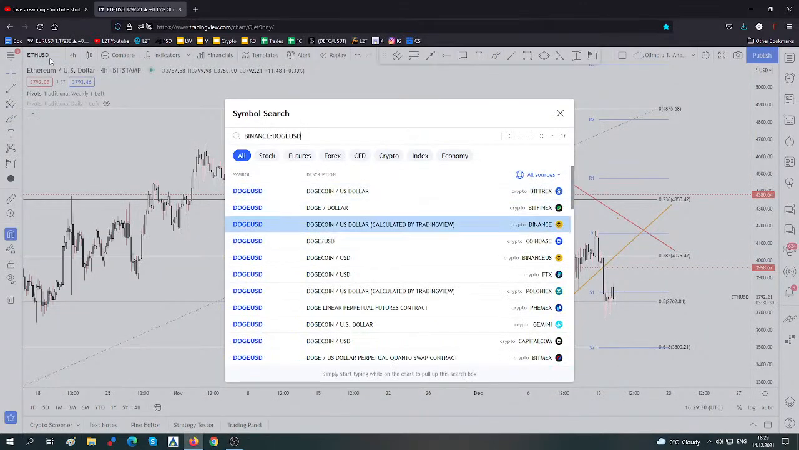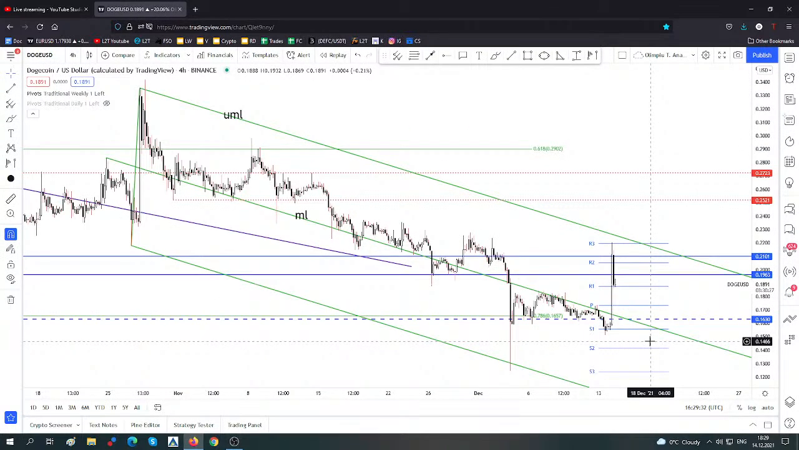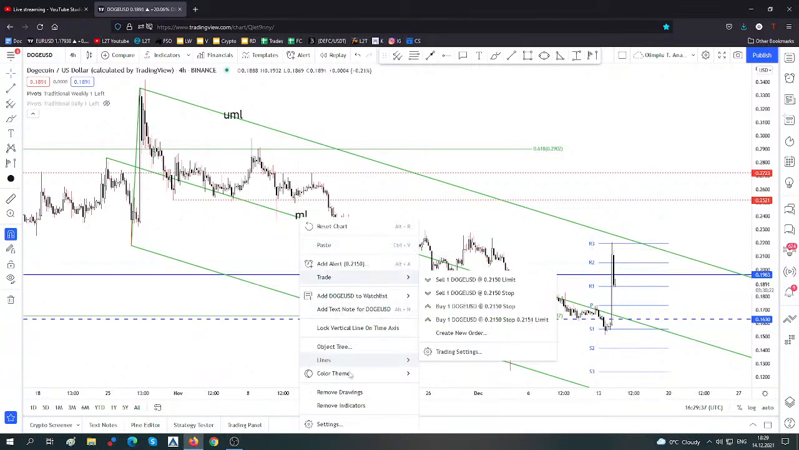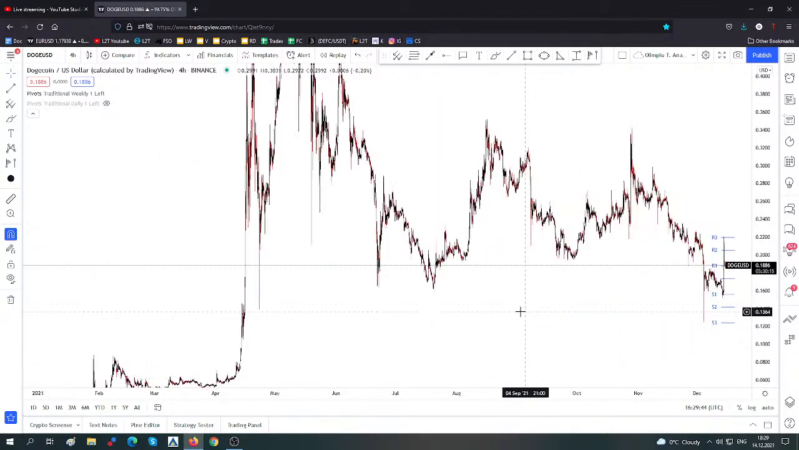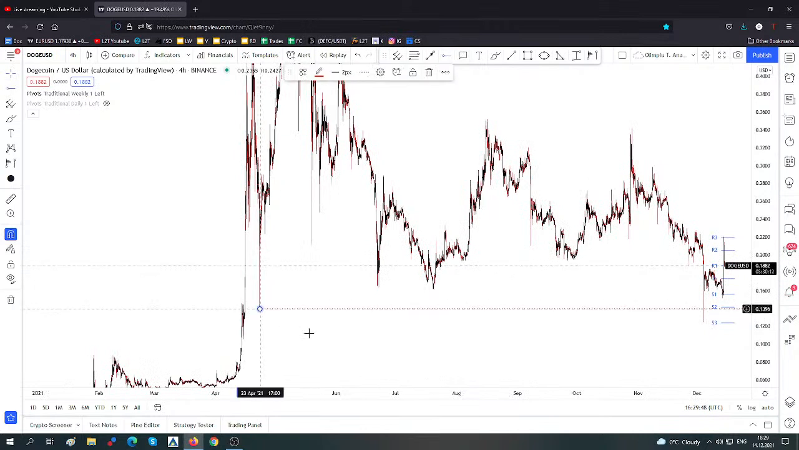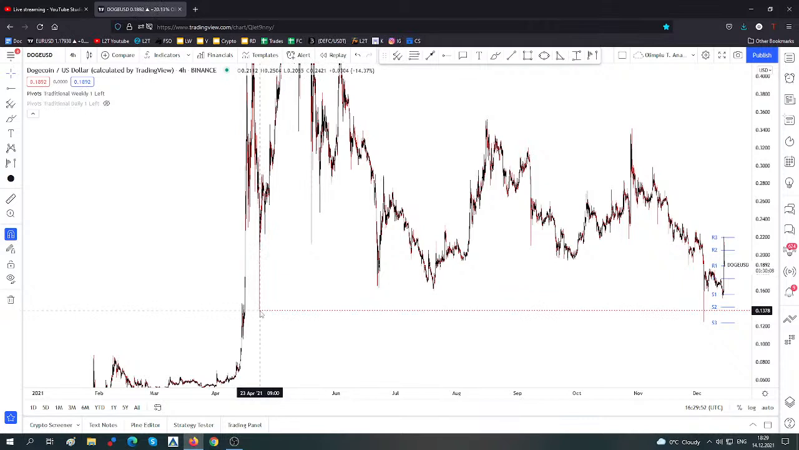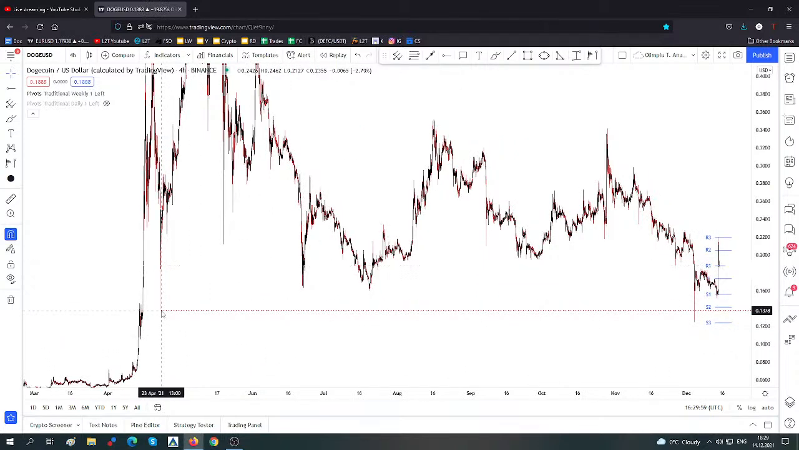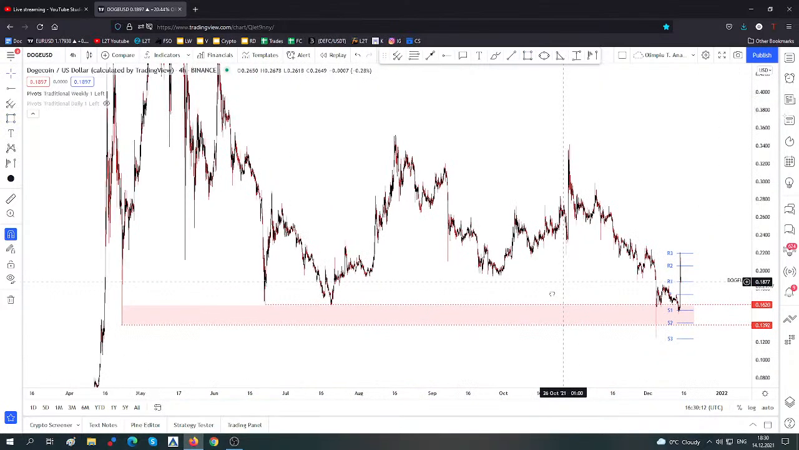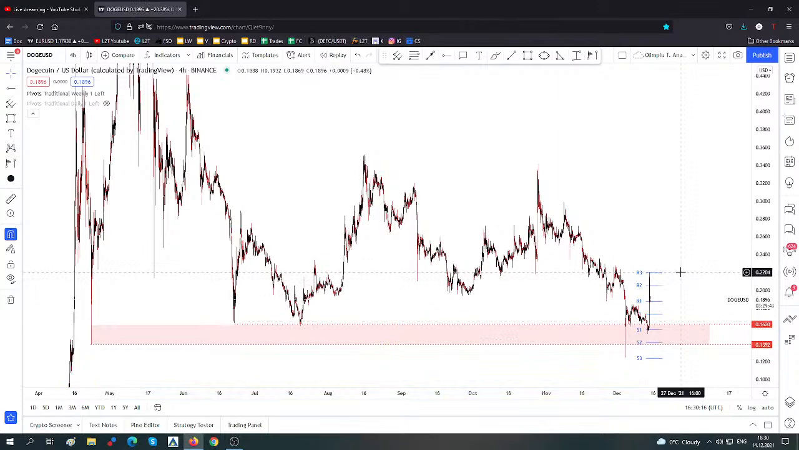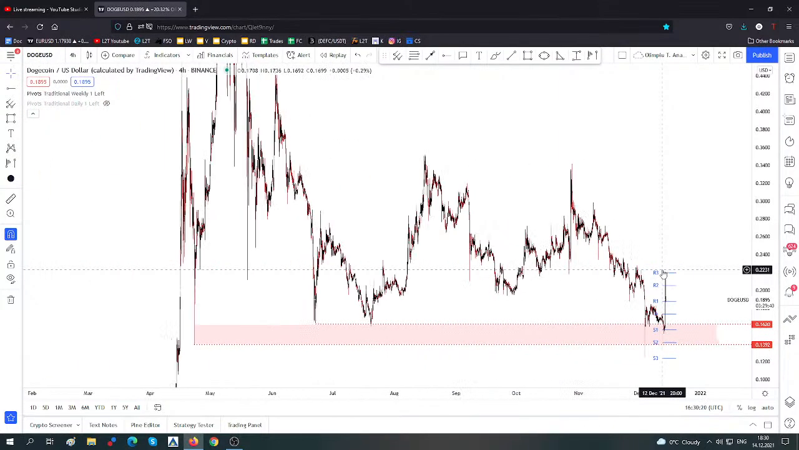Dogecoin. Someone asked me about Dogecoin. I will remove all my drawings. You can do the same. It's good to build new analyses. Maybe you will identify something else, maybe you missed something, or maybe you will change your mind after building a new strategy, a new analysis.